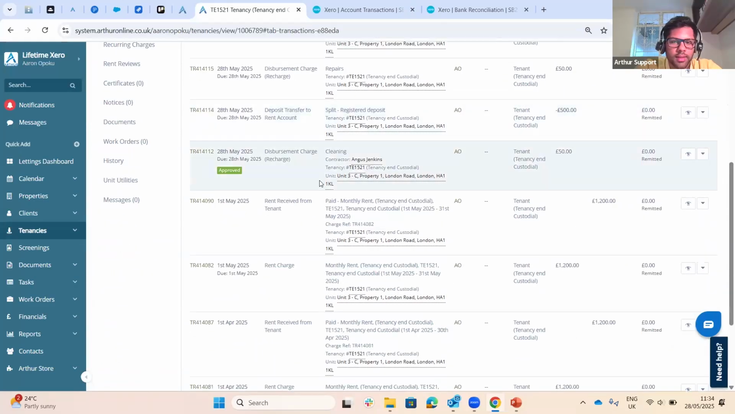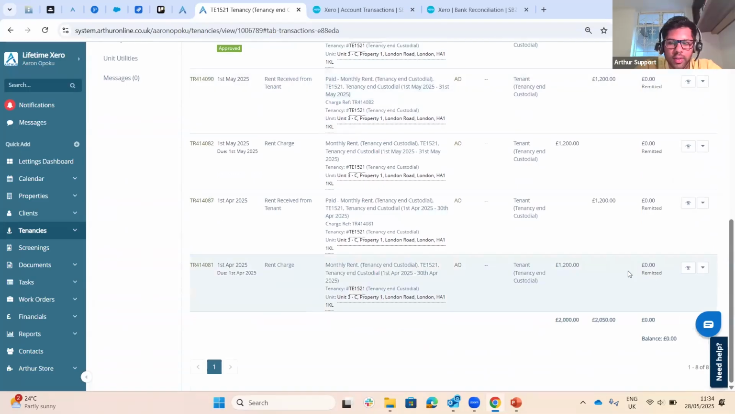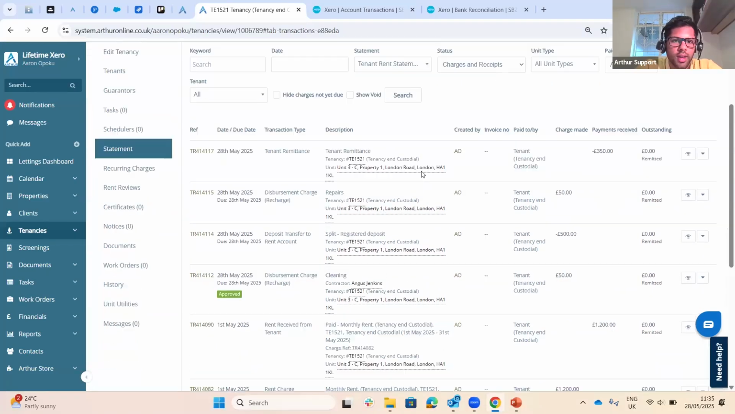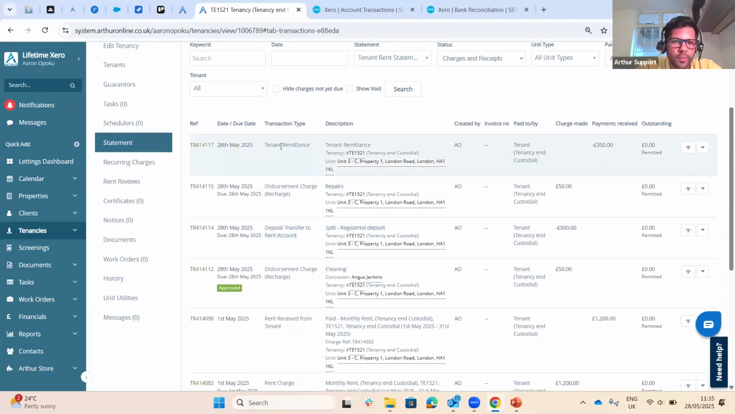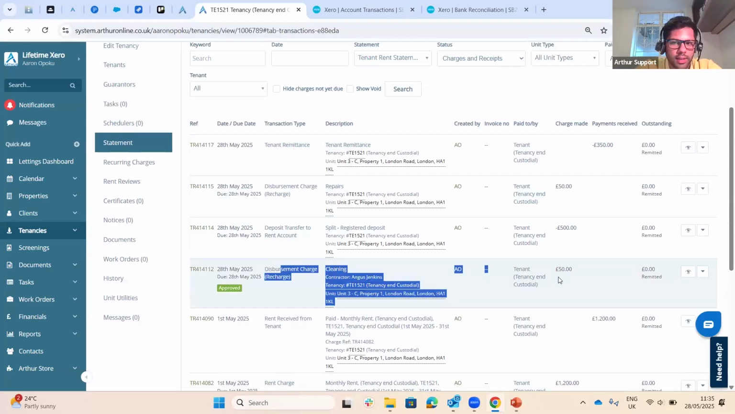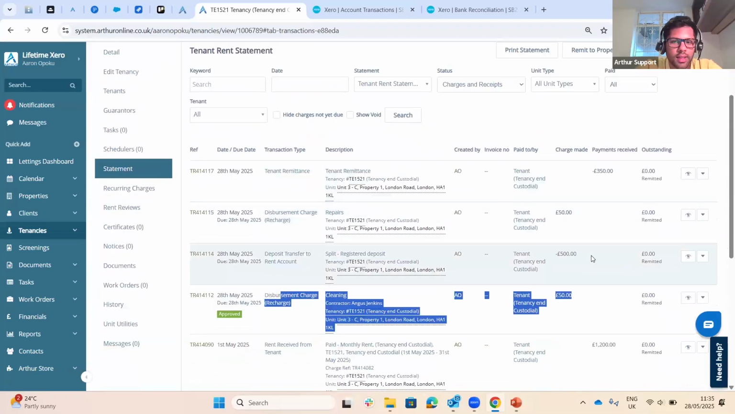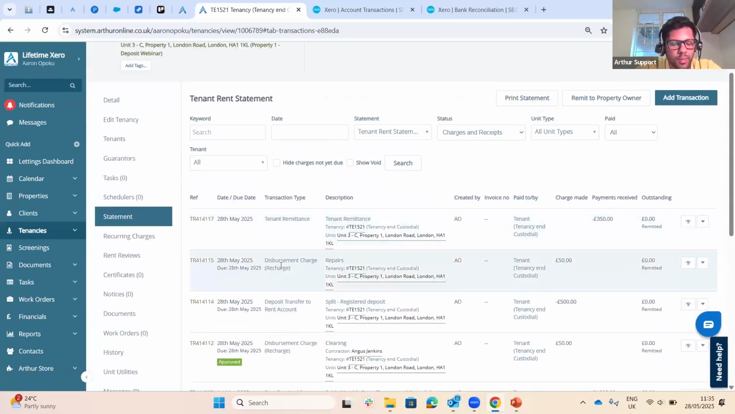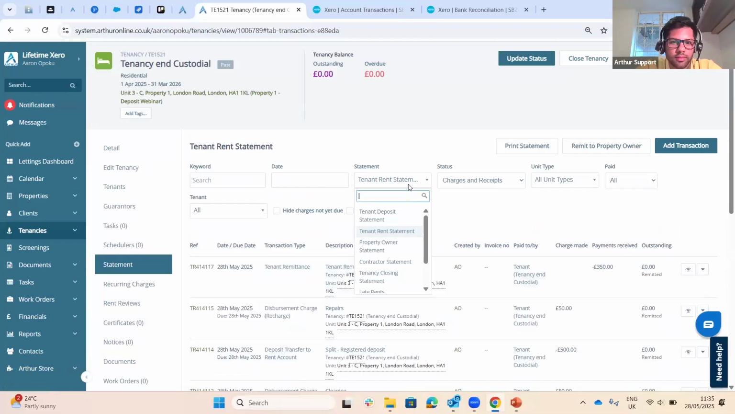So looking here, we can see all the transactions are remitted. So they've all been included in the 350 remittance. Here we can see the closing tenancy transactions. So this is the cleaning charge we added before we closed tenancy. This is the deposit transfer rent account, which was created from allocating the deposit. And then this is the repair we added for deducting as a deduction from the deposit. So here we can see that's the tenant remittance amount.